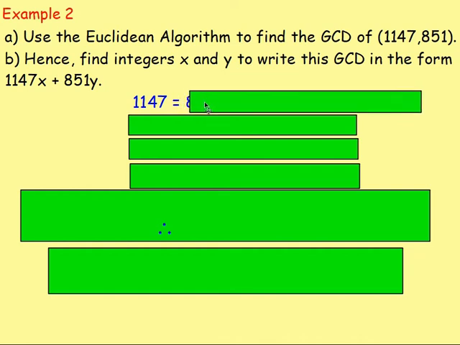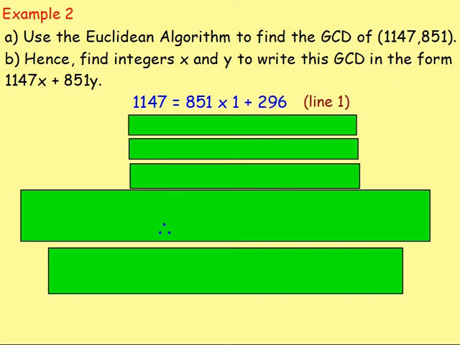1147, and we write it in terms of the smaller number. So the smaller number is 851. How many 851s fit into 1147? It's just one. Good. So it's going to be 851 times 1, and we would have a remainder of 296, and we call that line 1.